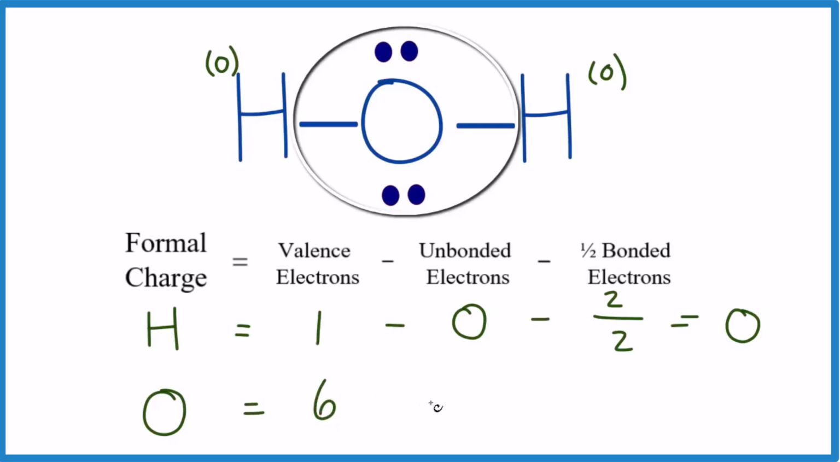It has 6 valence electrons minus the unbonded valence electrons. We have 2 here and 2 here, so we have a total of 4 unbonded valence electrons, minus the bonded electrons. So we have the pair here, there's 2 plus these 2. That's 4. And 6 minus 4 is 2, minus 4 over 2, that's also 0. So we can put a 0 up here for the oxygen.